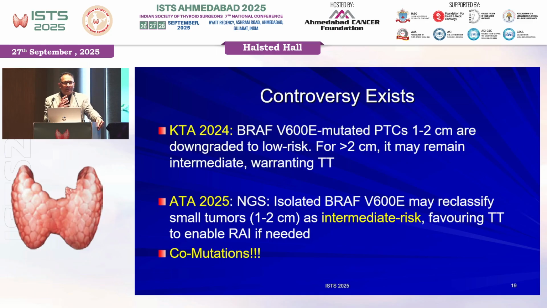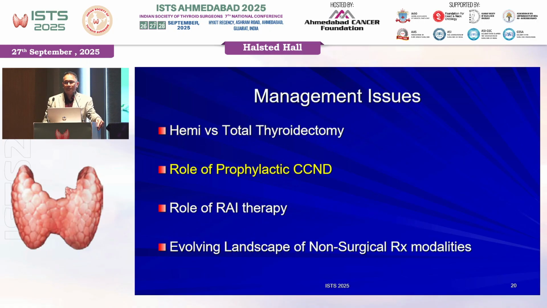Isolated BRAF V600E in a smaller tumor, maybe you can get away with a hemithyroidectomy. But if the tumors are larger than 2 centimeters, both the Korean as well as the ATA guidelines seem to actually favor a total thyroidectomy in this particular cohort of patients.